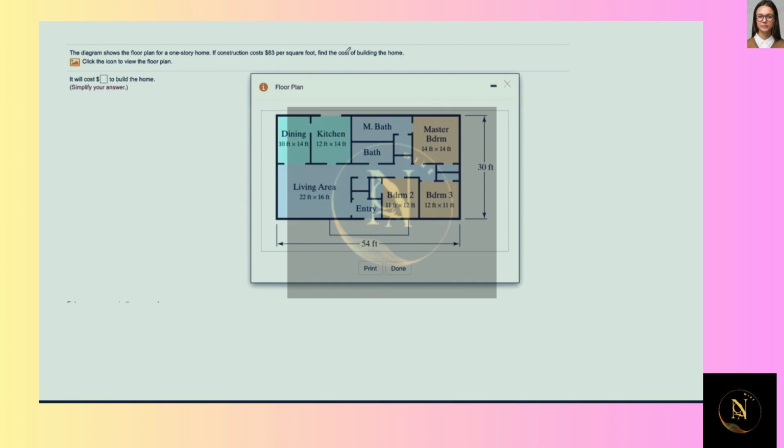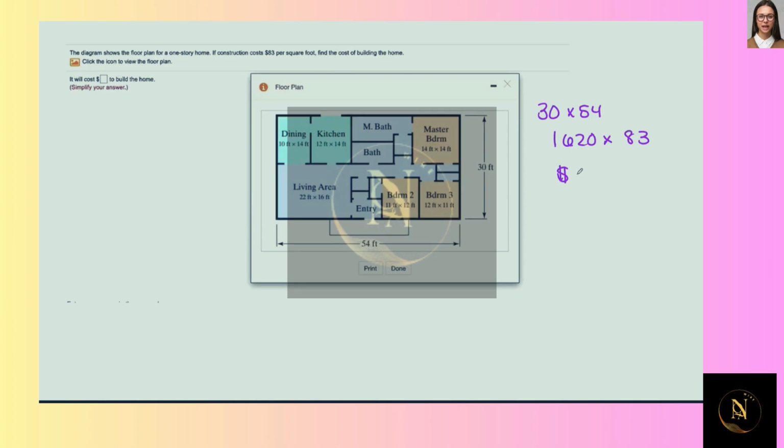If construction costs $83 per square foot, then find the cost of building the home. It will cost how much to build the home? Well, this home is 30 feet by 54 feet. So 30 times 54 is 1,620, and then multiply that by 83.